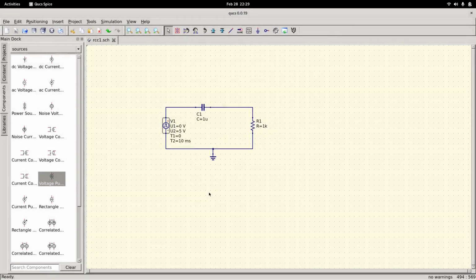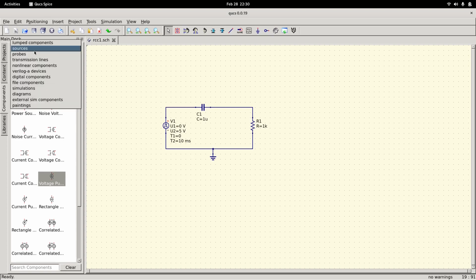Click apply, click OK. So all the settings are over. What remains is to simulate. So what we have done is we have placed the components, wired the components, saved our circuit and edited the values. Now we will simulate. For that, you go to the simulations menu.